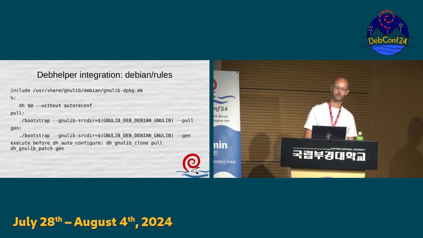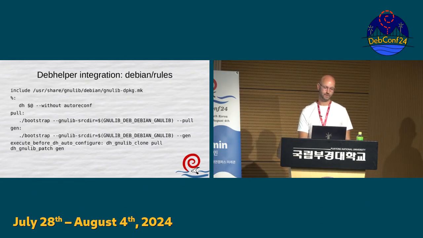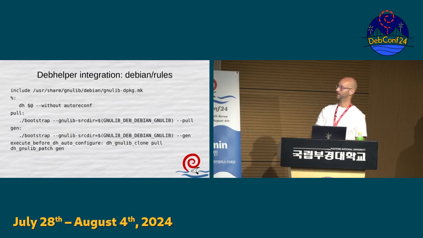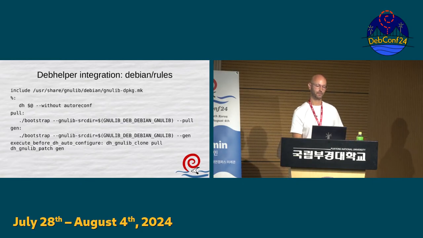So for your Debian rules files, if your upstream is using gnulib, you could first include or build depend on the gnulib package, include this makefile helper, run dh without autoreconf, because that's just based on a misunderstanding and causing problems, and the dash bootstrap script will supersede that. And there are two steps here. One pull step that adds the gnulib code to your build structure, and then gen to pull them in.